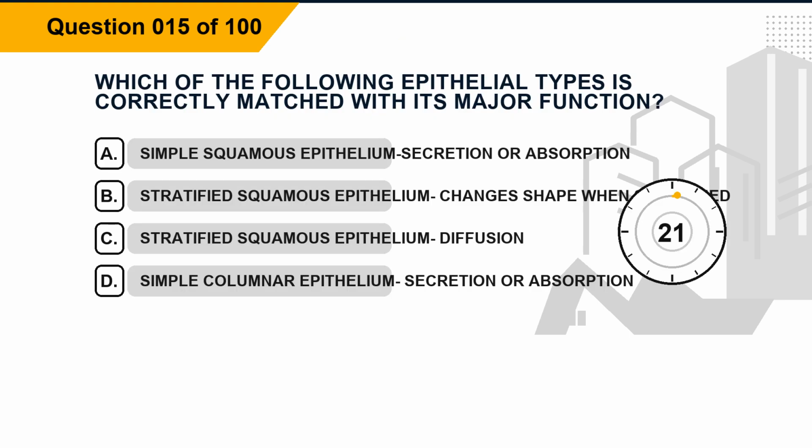Question 15. Which of the following epithelial types is correctly matched with its major function? Option A, simple squamous epithelium, secretion or absorption. Option B, stratified squamous epithelium, changes shape when stretched. Option C, stratified squamous epithelium, diffusion. Option D, simple columnar epithelium, secretion or absorption.